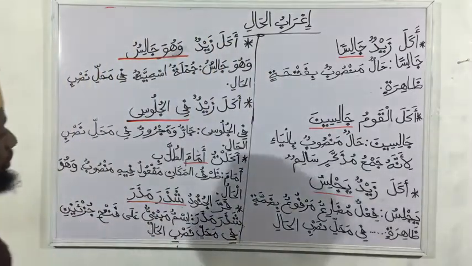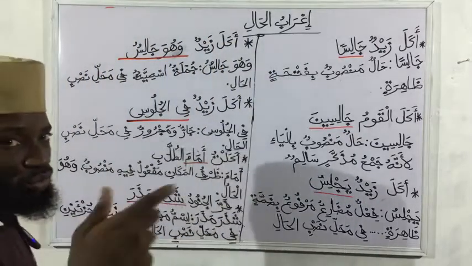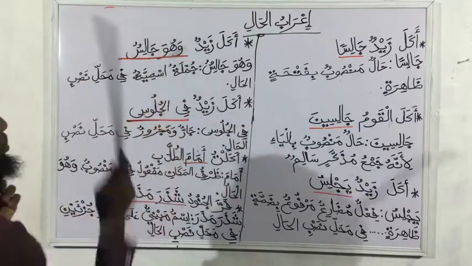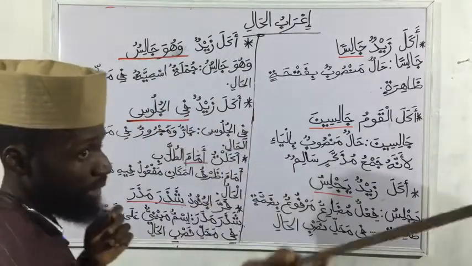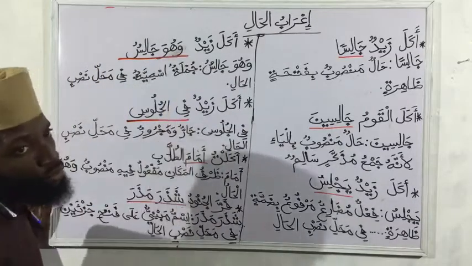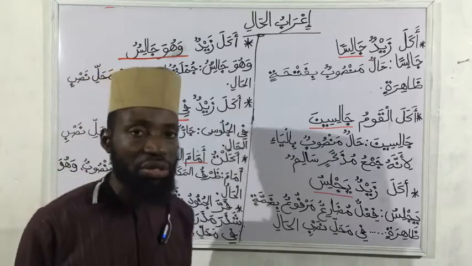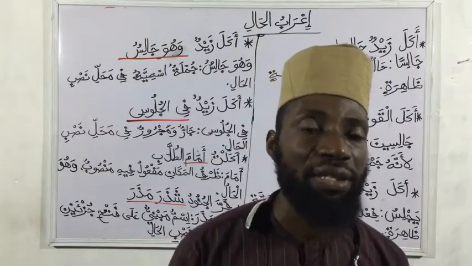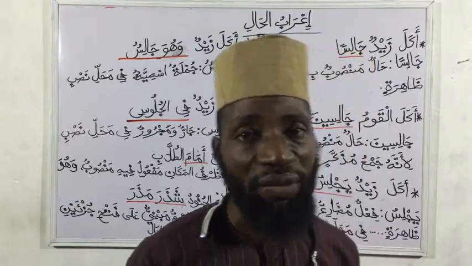Let's look at another one. If you don't get it, just replay your video, you'll get it. So akala zaidun wa huwa jalisun. So akala is fi'l wa fa'il, we have done the i'rab. So this is wawul hal. Wawul hal, how do you do the i'rab? Just say wawul hal mabniyun ala al-fathi, because it's a harf, and harf is always mabniyu.